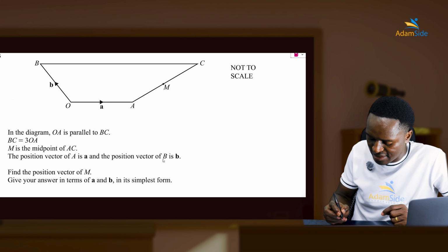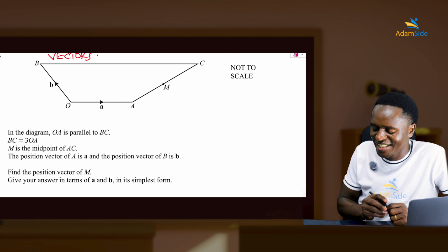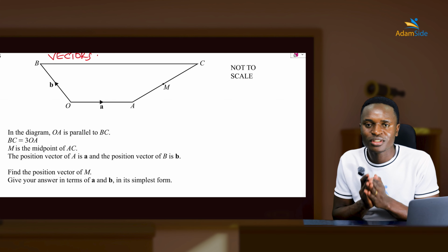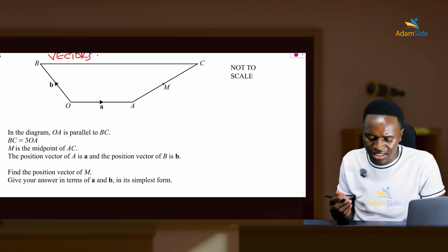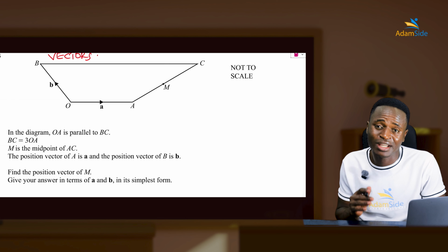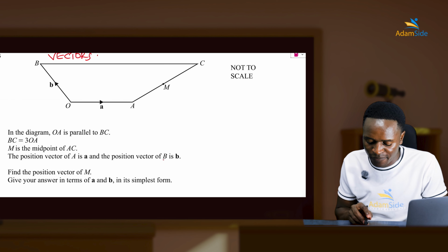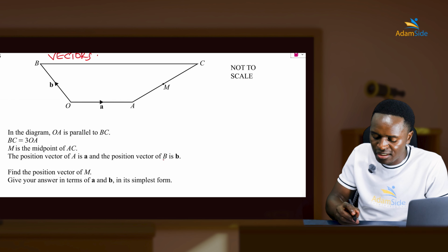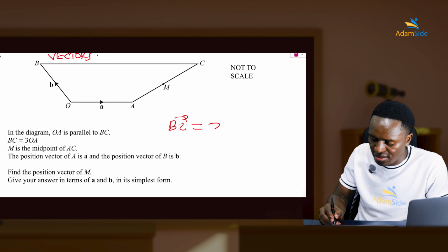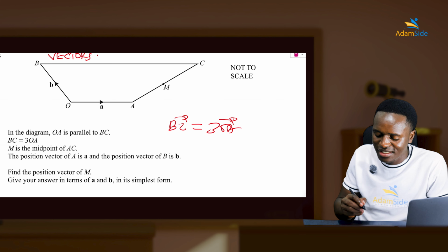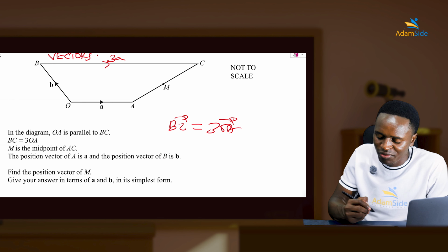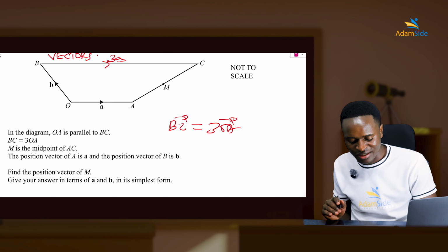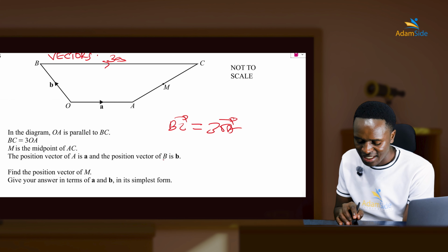That's the most important: vectors. Very important, this is a champion question, also one of the highly tested questions in exams. With vectors, we are trying to find movement. In the diagram, OA is parallel to BC, but BC is 3OA. Therefore this is 3A. They are moving in the same direction. The position vector of A is A and the position vector of B is B.